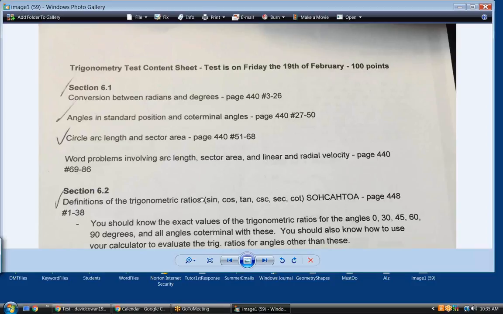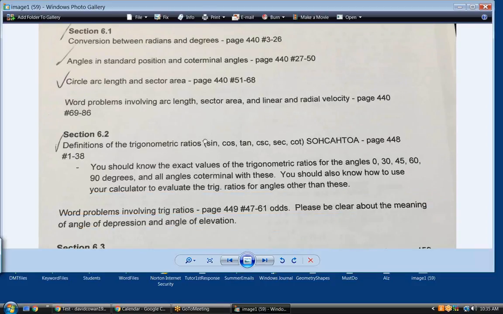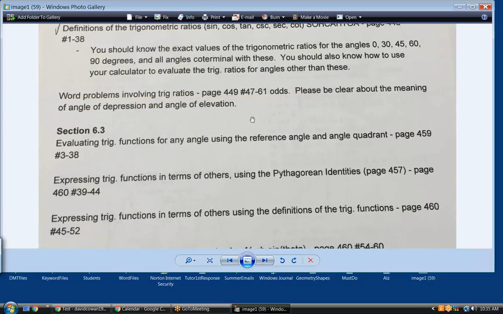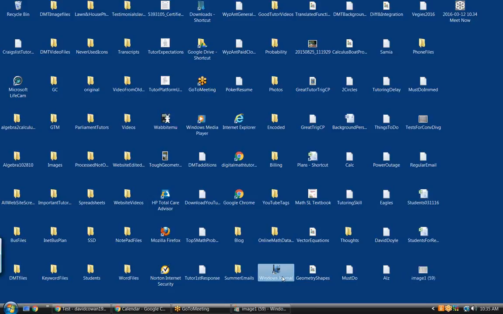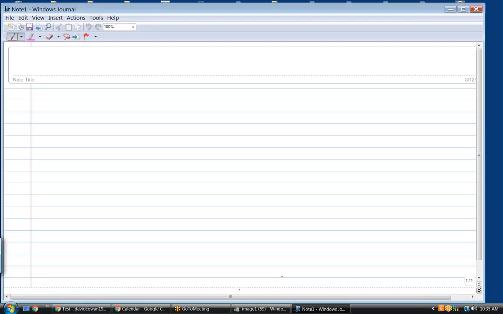We kind of started in the middle of this. Let's see. We started after you check marked word problems involving trig ratios. All right. Come up with one of those. Let me get paper.